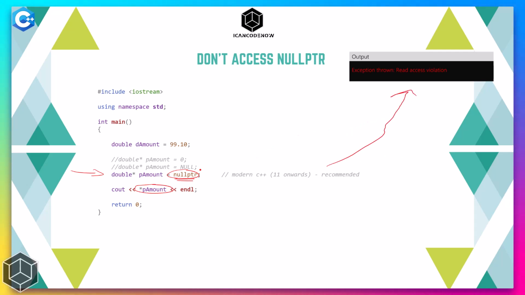An exception is not a compilation error. This program will compile, but at runtime, when the program hits this line, when the CPU hits this line, the exception is thrown. It is a runtime exception. It's saying that we are trying to access something that we are not allowed to access, and that something is an address which is nullptr, which is basically a 000 address in memory that we are not allowed to access.